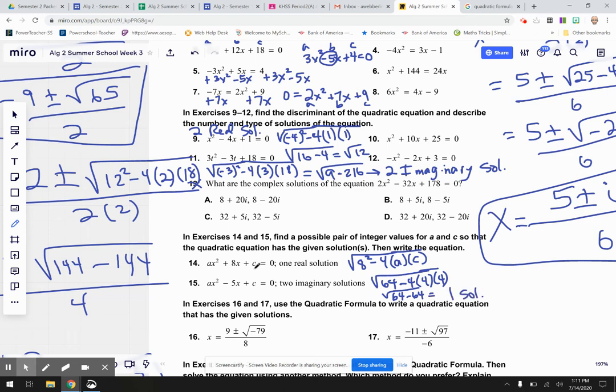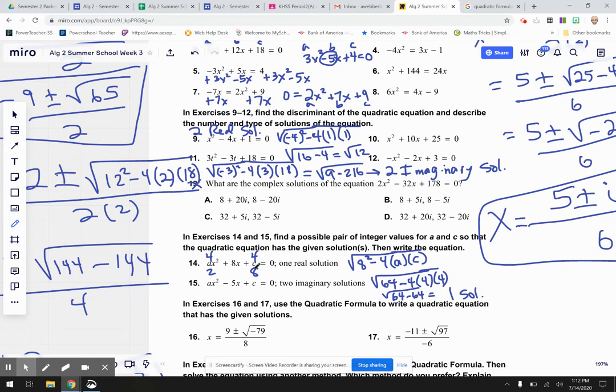Now, that's probably not the only answer that would work, because you could probably do 4 times 2 is 8, and then c could also be 8, because 8 times 8 is 64. So these could both be 4s, or this could be a 2 and that could be an 8. Either way, that works. It's got to multiply to 16 is what has to happen.